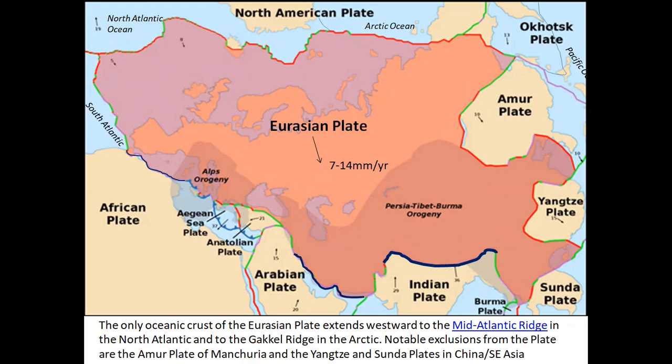The wording underneath: the only oceanic crust of the Eurasian Plate extends westward to the mid-Atlantic ridge in the North Atlantic and to the Gakkel Ridge in the Arctic. Notable exclusions from the plate are the Amur Plate of Manchuria and the Yangtze and Sunda Plates in Southeast Asia. Many discussions would include those.